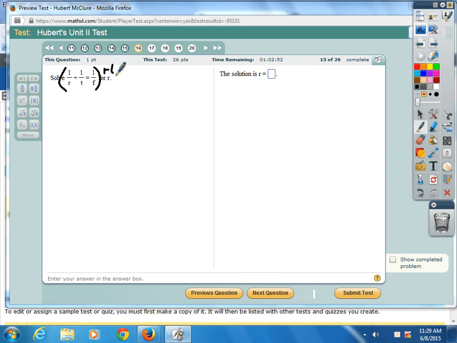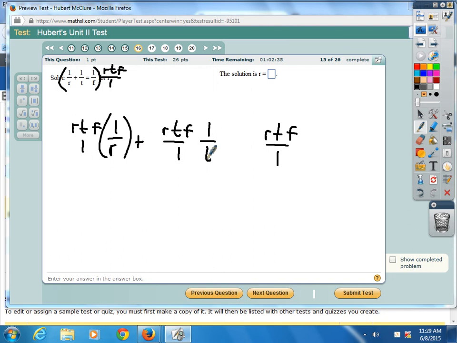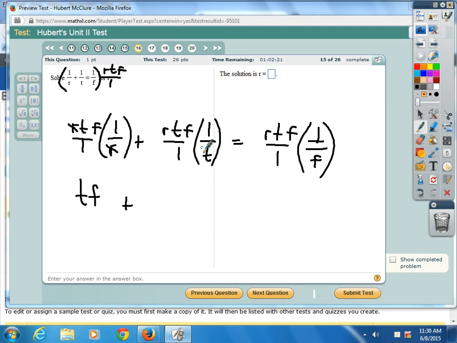Multiply by RTF over 1. And that'll give you RTF over 1, RTF over 1, RTF over 1, and then 1 over R plus 1 over T equals 1 over F. And the R's cancel here, it leaves you with TF plus, T's cancel, RF is equal to T. Now you look and see what you're solving for. You're solving for R.